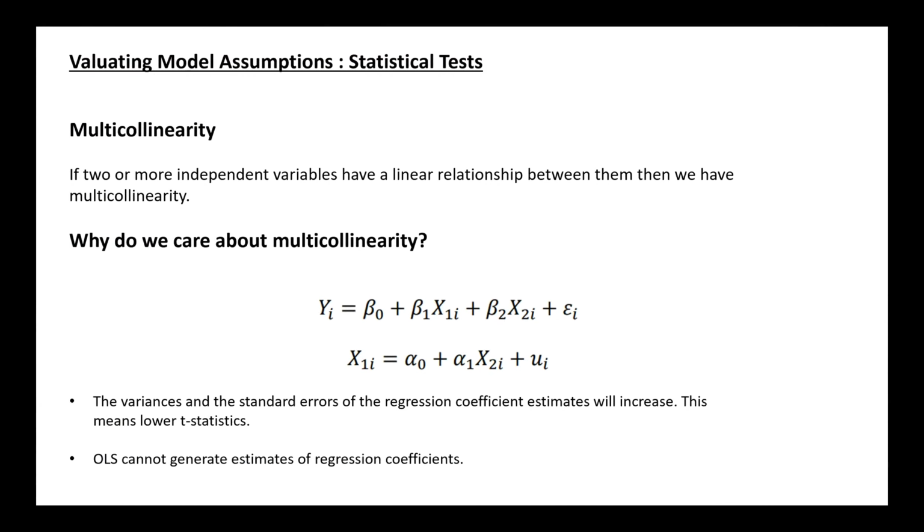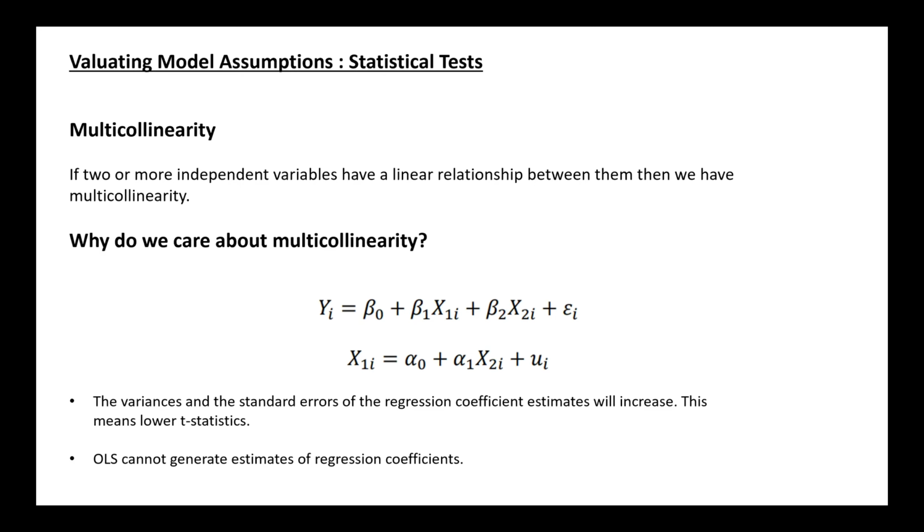Hi, and welcome to this section of the course. In this section, we are going to look into various statistical tests that allow us to evaluate model assumptions. As we all know, certain machine learning algorithms have drawbacks, and one of those drawbacks is multicollinearity. If two or more independent variables have a linear relationship between them, then we have a problem of multicollinearity.